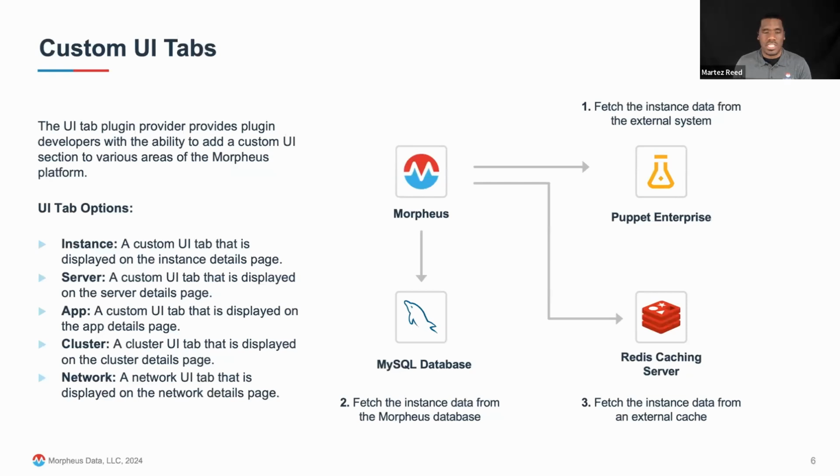So that walks through the custom UI tabs. Certainly there's a number of different places where custom UI tabs are available, whether it be instances, which is what we just looked at. You could do it at the server level. You could do it at the app level. Clusters support custom UI tabs, as well as networks within the Morpheus platform. So a number of places where you can add UI components within the Morpheus platform.